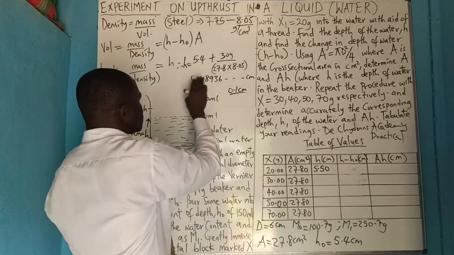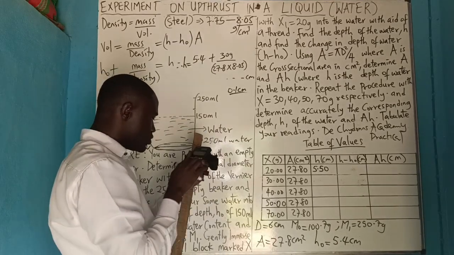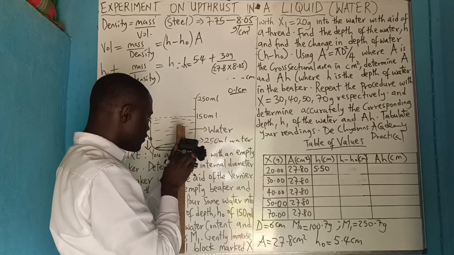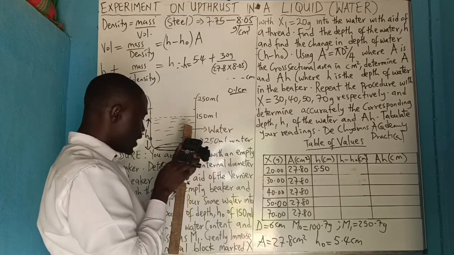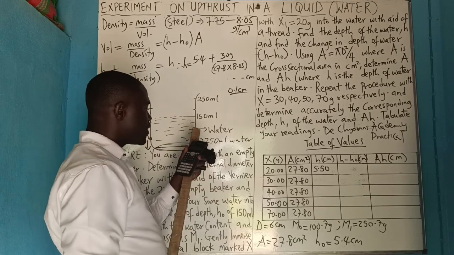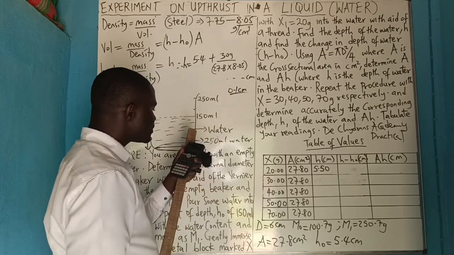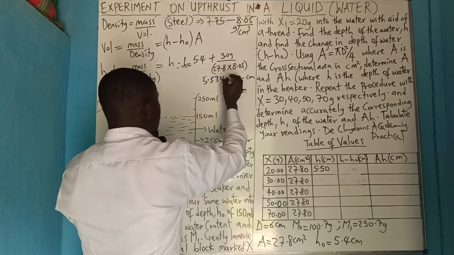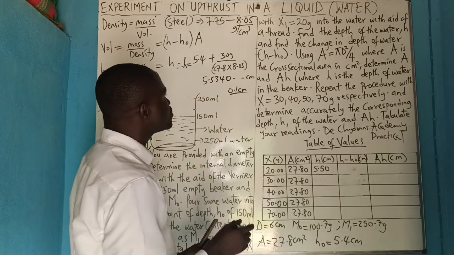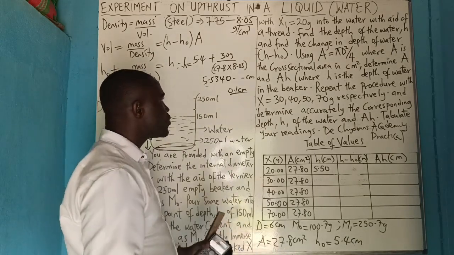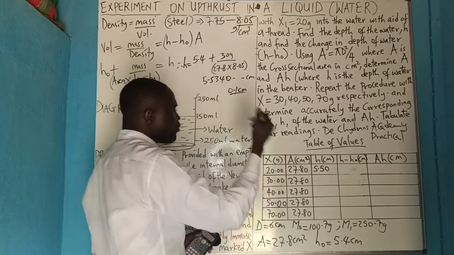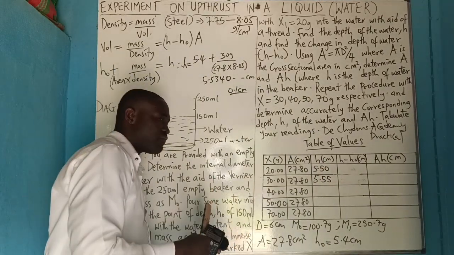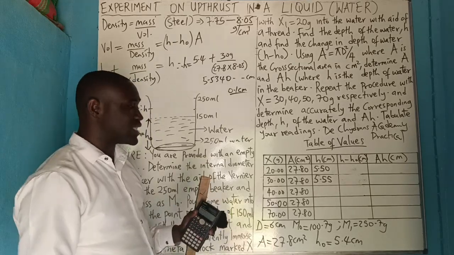Then you do the same by putting 30 here. You say 30 divided by bracket 27.8 times 8.05 plus 5.4. You will be getting 5.534, 5.5340 continue. Now, because we cannot get this with our centimeter rule, let us approximate it to 5.55. Because we can get 5.5, 5.6, and in between 5.5 and 5.6, that is 5.55.